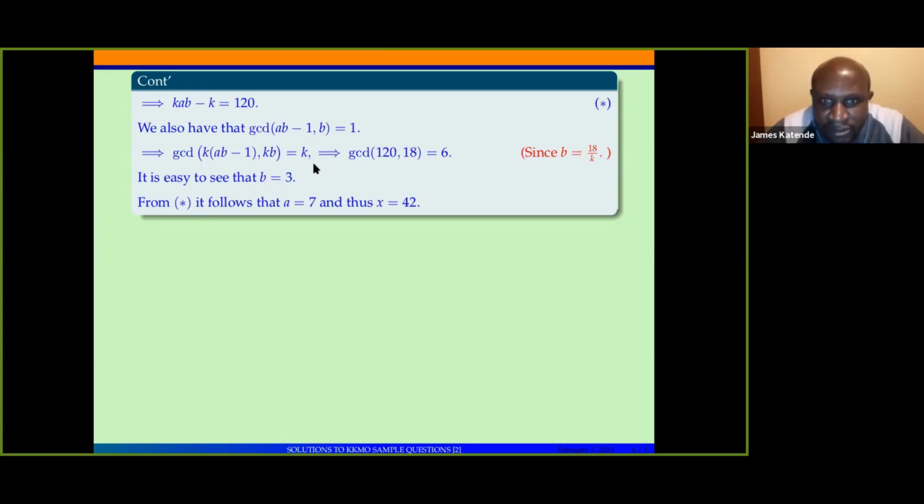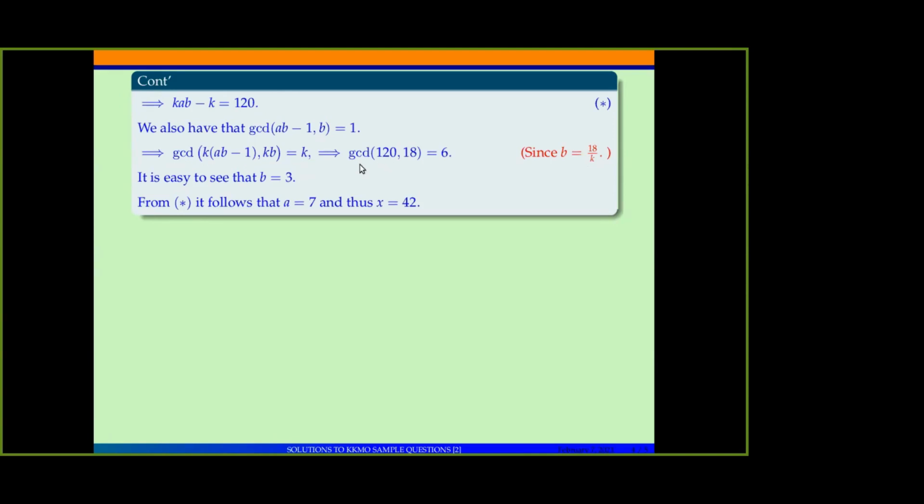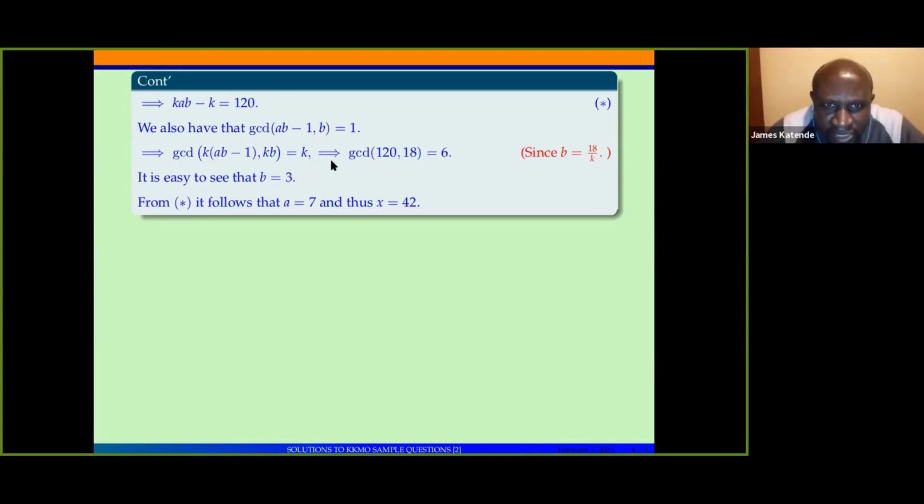So that becomes the greatest common divisor of the two. But we know what these two are. kb is actually 18 based on our previous work, because b is equal to 18 over k from the previous work we had. So kb must be 18, and kab minus k is the difference between the LCM and the GCD, which is 120. So this should be an equal sign here. I think that was an error. So this will be equal to the GCD of 120 and 18, which is equal to 6. So now we have found the value of k.